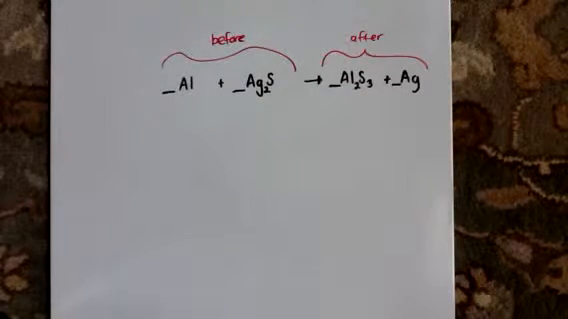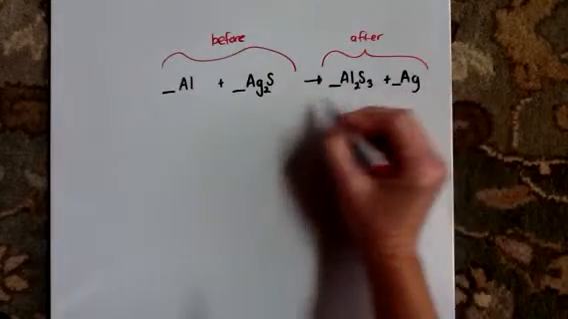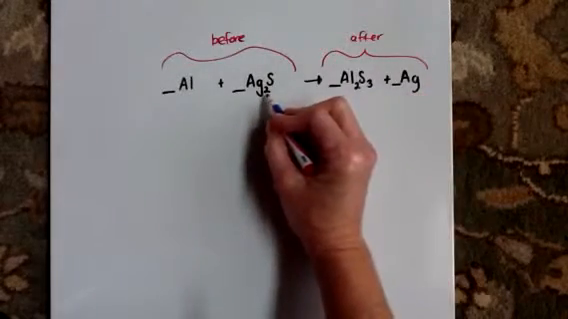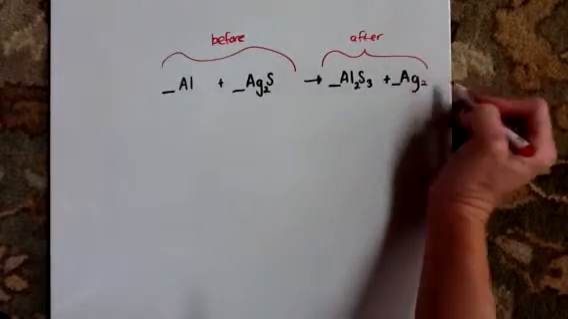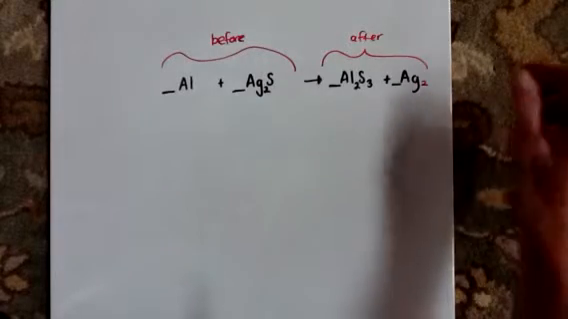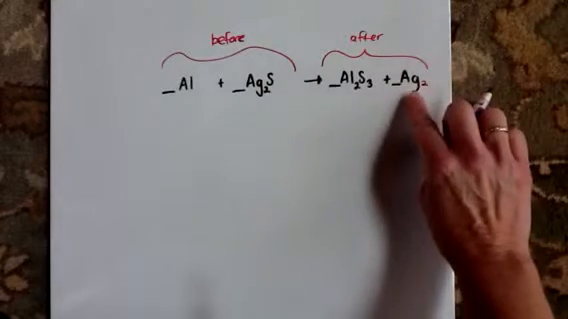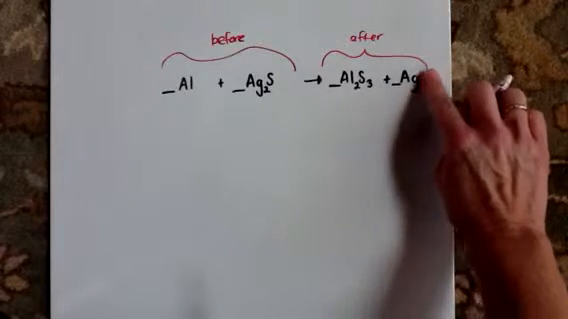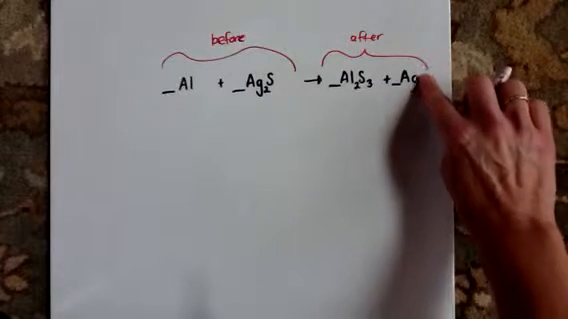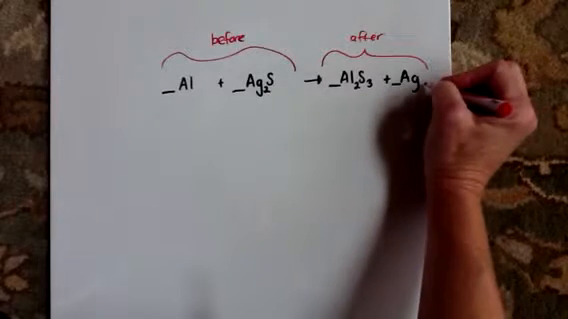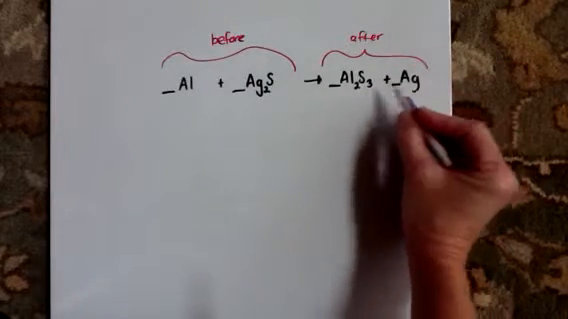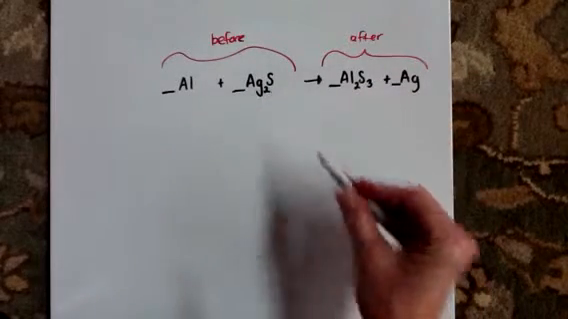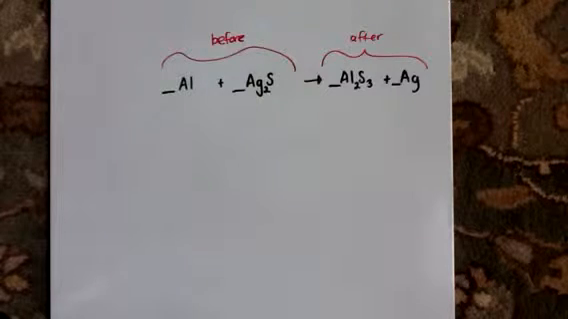We cannot balance by changing these subscripts here. Some people might try to just balance this like this. That's not correct, because the product that is here is just Ag, one atom, and they're not connected together. That would mean like an Ag molecule that was connected. So don't change these little numbers when you go to balance. Only change the numbers in front.